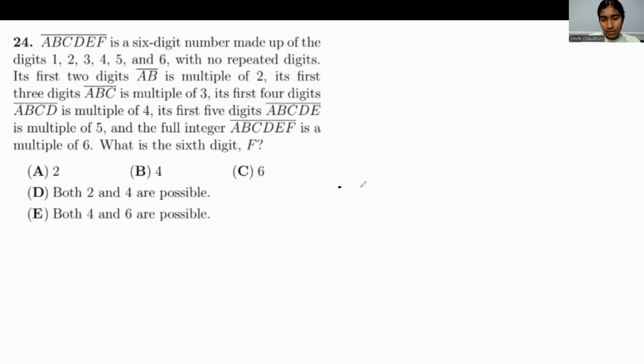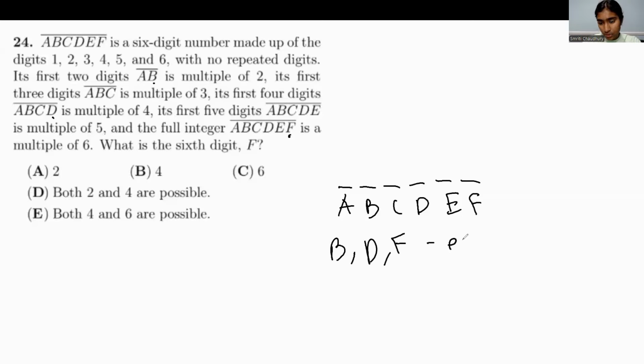So we have 6 numbers over here: A, B, C, D, E, and F. And one thing to notice is that when they say AB is a multiple of 2, B must be even. ABCD is a multiple of 4, so D must be even. And when ABCDEF is a multiple of 6, F must be even. So we know that B, D, and F are the even numbers, which means that A, C, and E are the odd numbers.